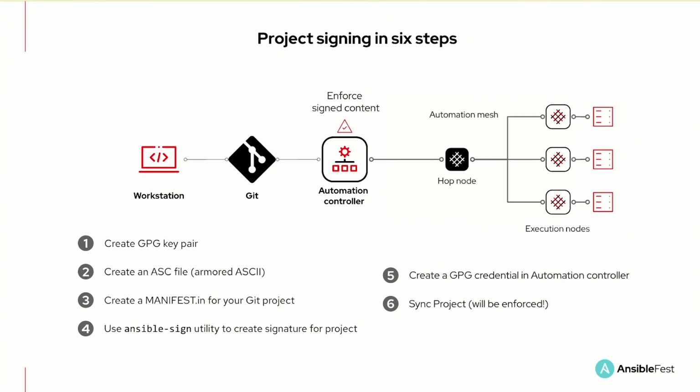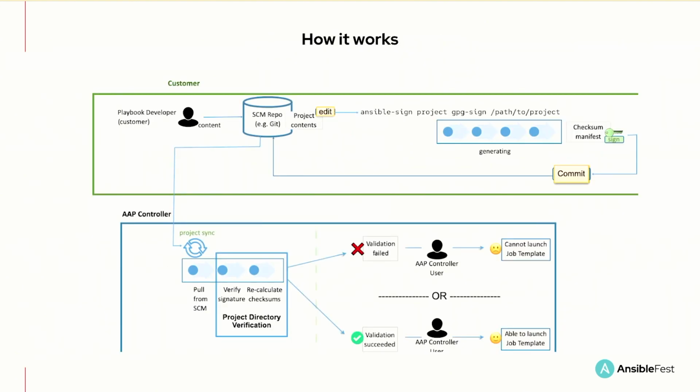The fourth step is then to use Ansible Sign to sign your project. Basically, Ansible Sign will look at your manifest file and try to sign all the files in your project. Once you have signed everything, you can push the signatures and those files to your Git repository. And then once you sync the project into Automation Controller or Ansible Tower, that is where you add your public key, and that is where a verification step will also happen, because now it knows that the project is signed and then it needs to verify it. The sync will try to verify the project as well as the checksum.